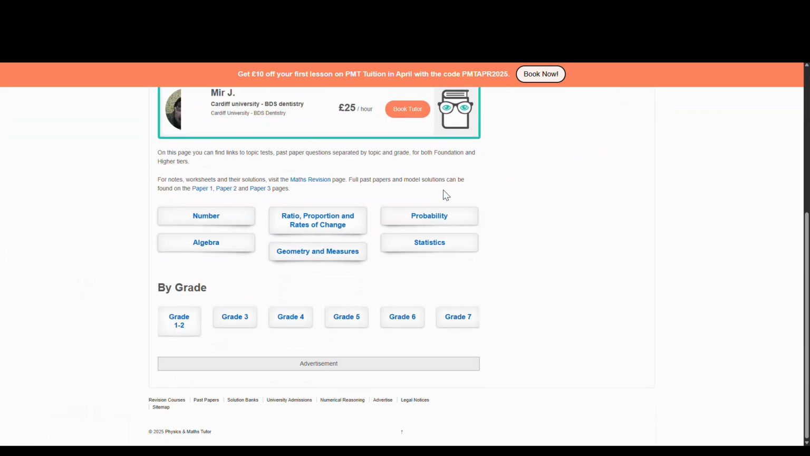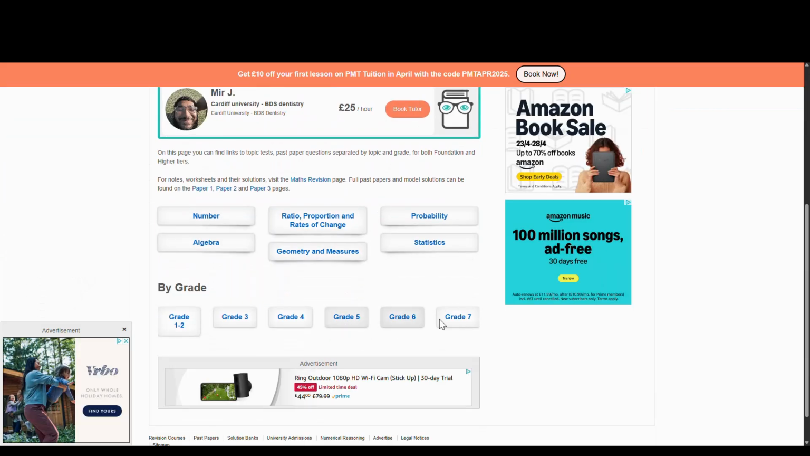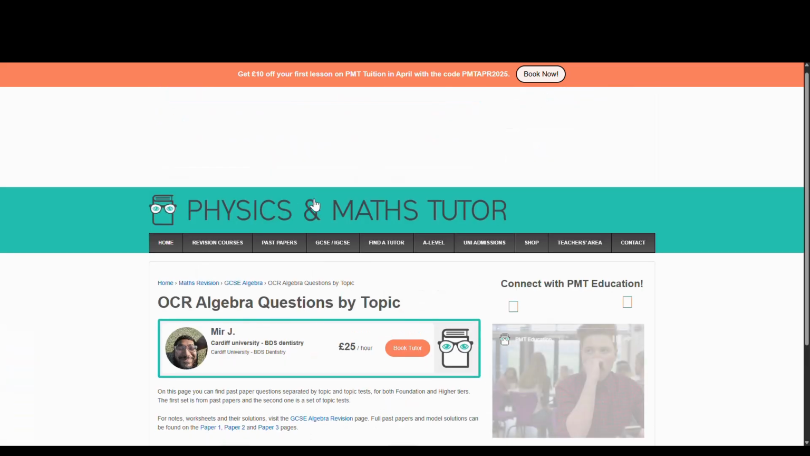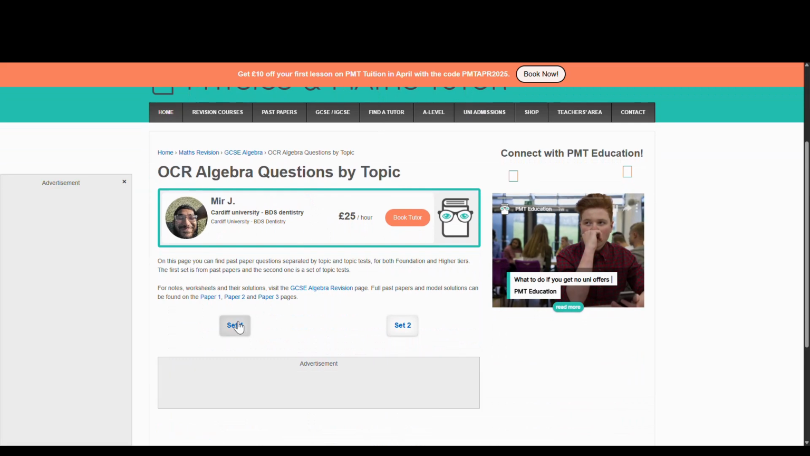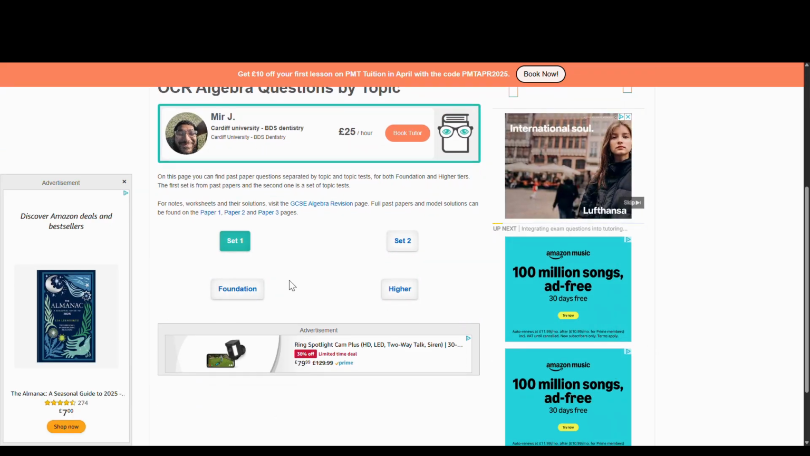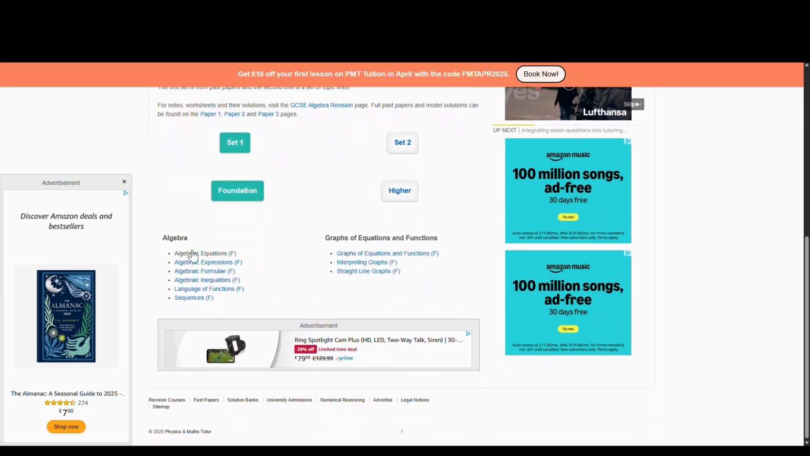If you go into there, you can either break it down by grade, or these are your overall topics. So let's say you want to practice some algebra, and you go into set 1, higher or foundation, whichever course you are on. If I go into foundation, I can pick whichever topic it is that I want to have a go at, and it is all past exam questions for that specific topic.